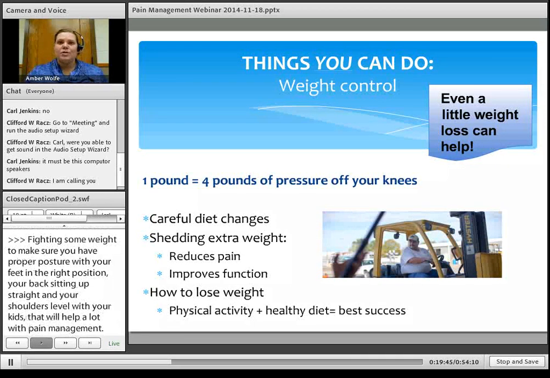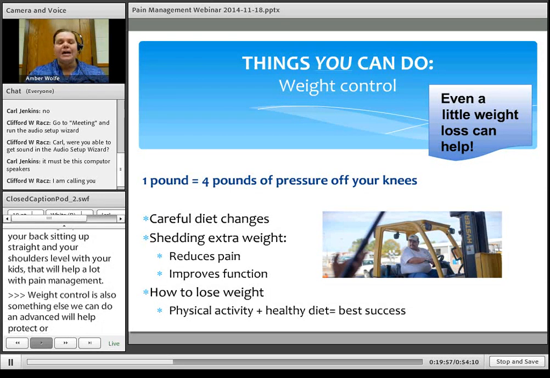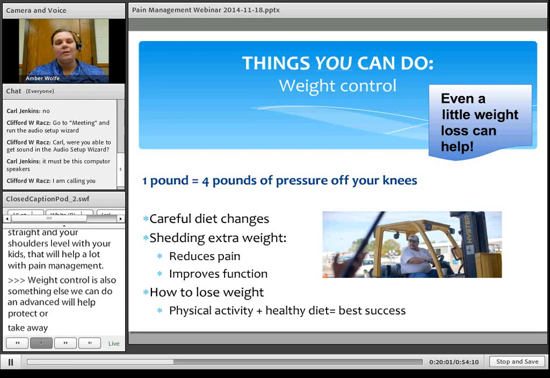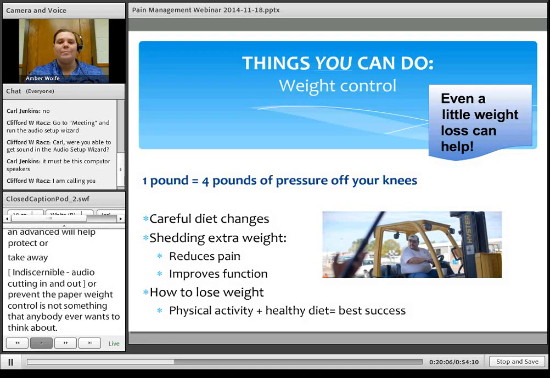Weight control is also something else that we can do in advance to help protect our joints and take away that pain or prevent the pain. Weight control is not something that anybody ever wants to think about. We all don't want to think about dieting and exercising, but it's a very important part of overall health control. And even a little bit of weight loss can help tremendously with arthritis pain, specifically in those weight-bearing joints of the knees, the ankles, and the hips.